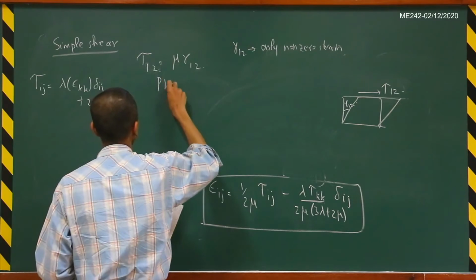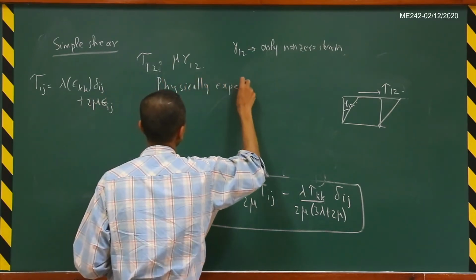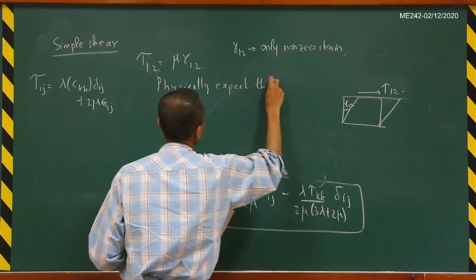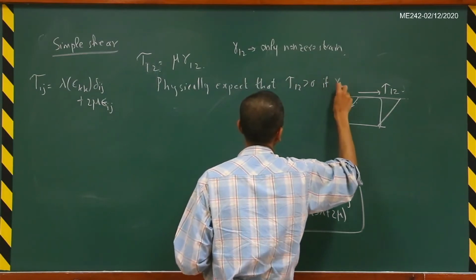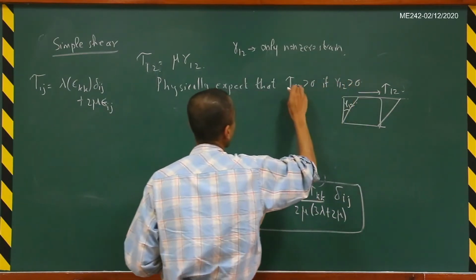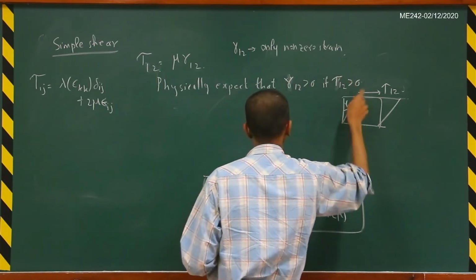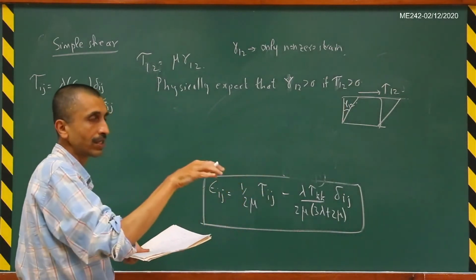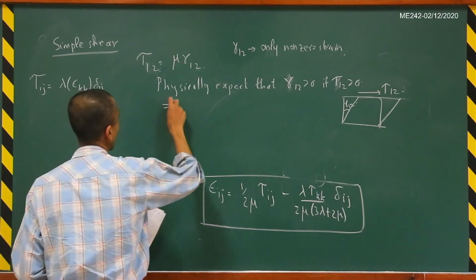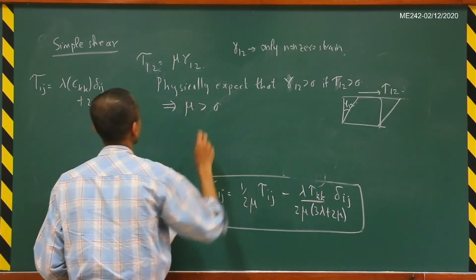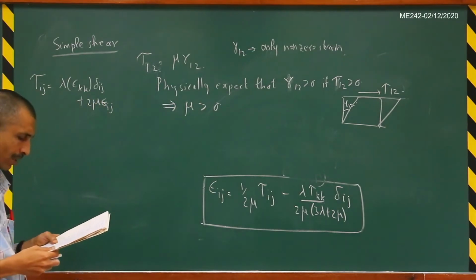So physically we expect that tau 1, 2 is greater than 0 if gamma 1, 2 is greater than 0, or the other way around, gamma 1, 2 is greater than 0 if tau 1, 2 is greater than 0. So if I apply a shear in this direction, the angle is also in this particular direction. So this implies now that mu is greater than 0. This is the first conclusion that we get out of this thought experiment here.